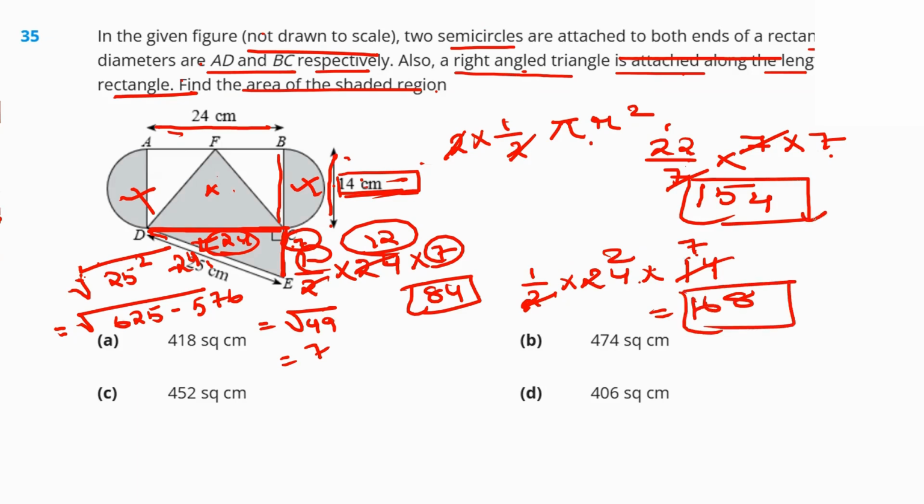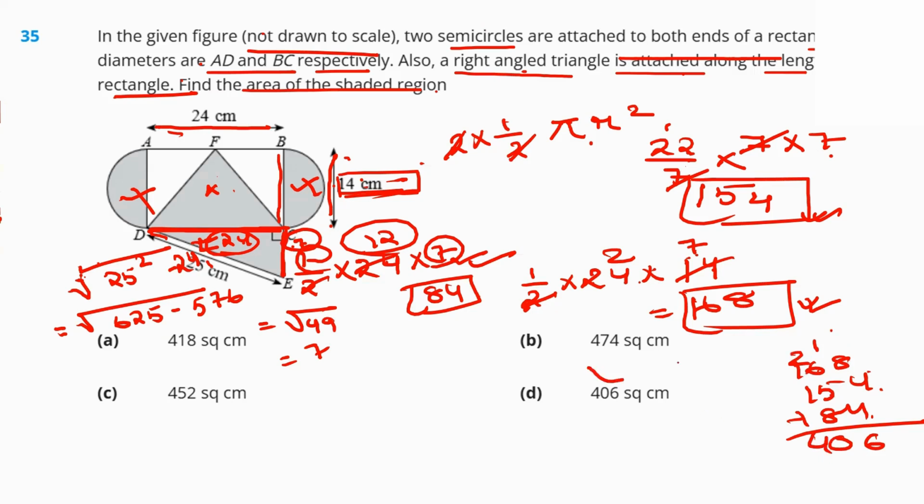So if we add this plus this plus this, how much do we get? 168, 154 and 84. When added, gives us 8, 4, 12 plus 4, 16. 6 carry 1, 6 plus 1, 7 plus 5, 12 plus 8 is 20. 0 carry 2 plus 1, 3 plus 1, 4. 406 square centimeter. That's option D.